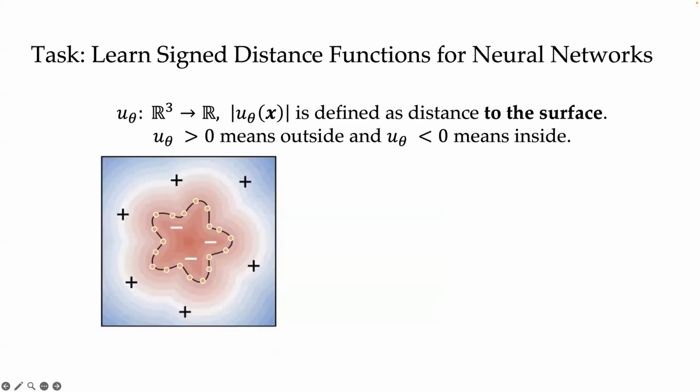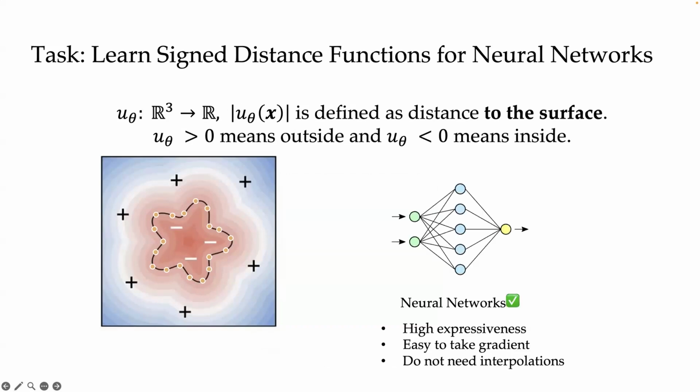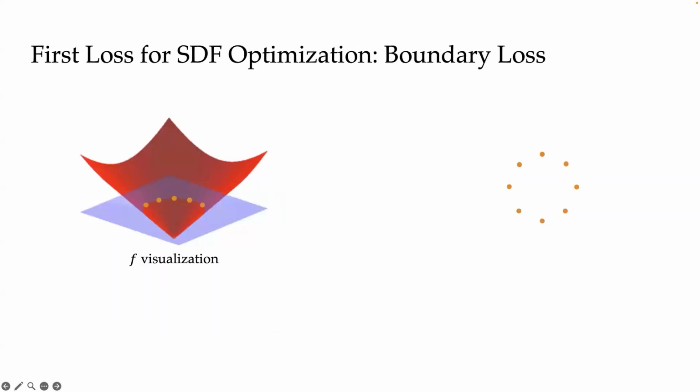Since we are using neural networks to represent the signed distance function, we denote it as U theta, where theta represents the network parameters. To reconstruct an accurate SDF, we need to train the neural network using an appropriate loss function, or more often, a combination of losses. So the question is, how do we design this loss? Let's first take a look at an ideal signed distance function. Given the input point cloud on the right, we can visualize its corresponding ideal SDF on the left. In this case, it looks like a cone.